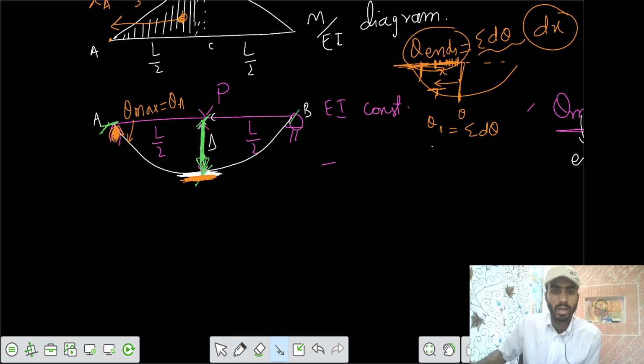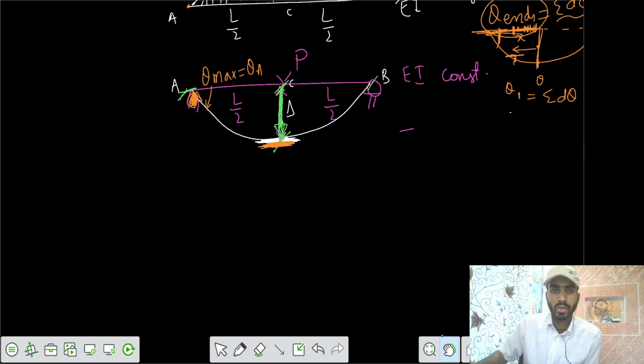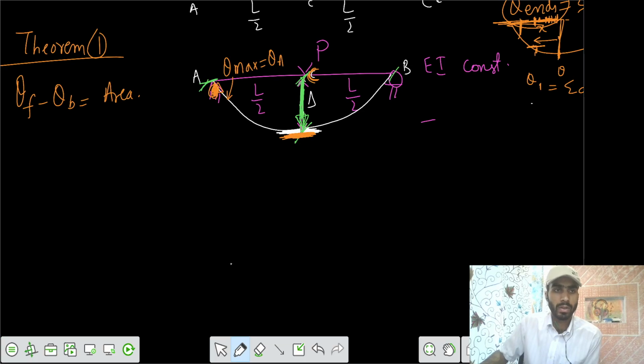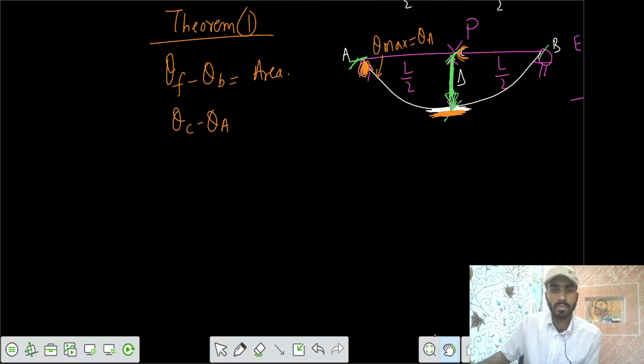So if we draw, we know that the representation of theorem 1 is like this. Theorem 1 says that theta forward minus theta backward equals the area between the 2 points. Your theta forward minus theta backward is like, you have point C as your forward point, so we can write theta C minus theta A. We also write it this way: theta CA, which is theta C minus theta A, equals the area between the 2 points, CA.